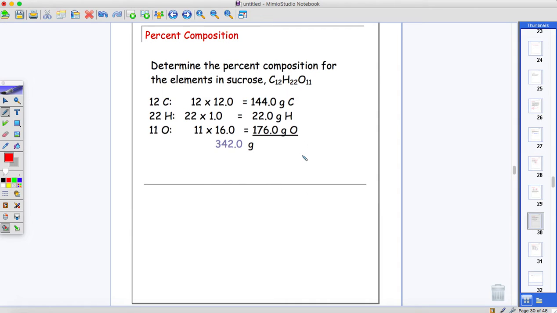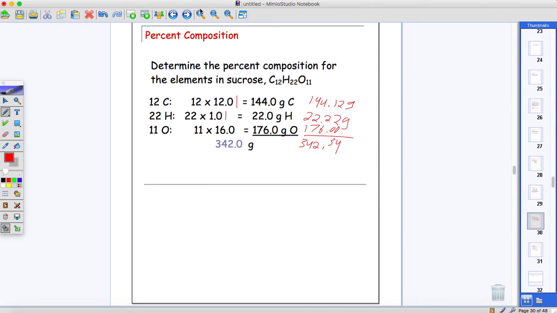Okay? If we're looking at percent composition for sucrose, sucrose is C12H22O11. And so again, I'm going to use 12.01, 1.01, and 16. So I'm going to get 22.22 grams here, and I'm going to get 144.12 grams here. Mine are going to be a little bit different, but 176 is going to be the same because I still use 16 for oxygen. So if I add these up, I'm going to get 342.34 at the end of it.